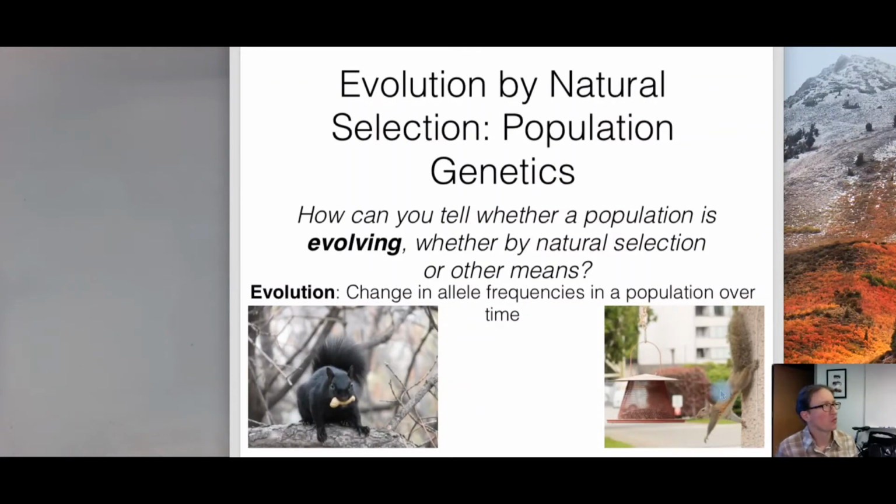So our last video was largely about the history of this whole idea of evolution by natural selection. At the end, I did start to talk a little bit about the mechanics behind the process of natural selection, but I left you with a bit of a cliffhanger, which is this question about how we can actually tell whether a population is evolving, whether that evolution occurs through natural selection or through other means. And to start exploring this question, I'm going to redefine evolution in a slightly different way, as a change in allele frequencies in a population over time.